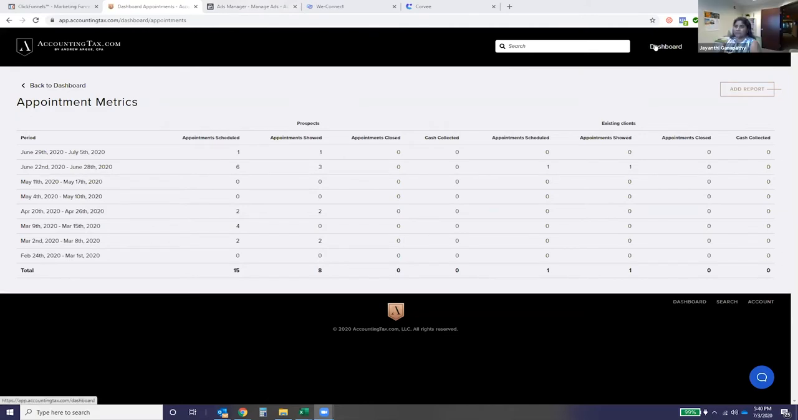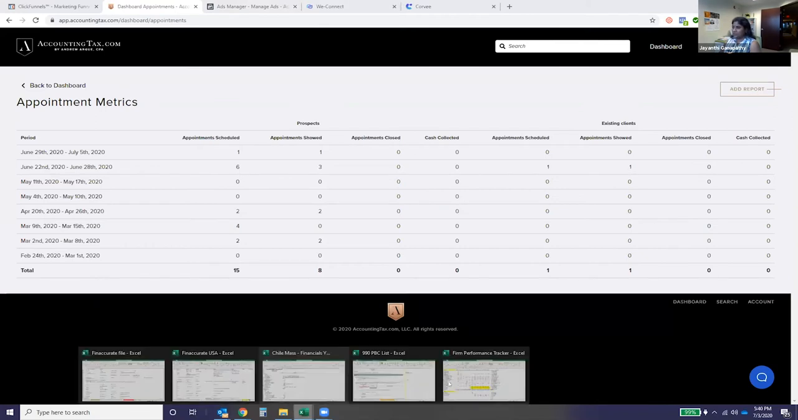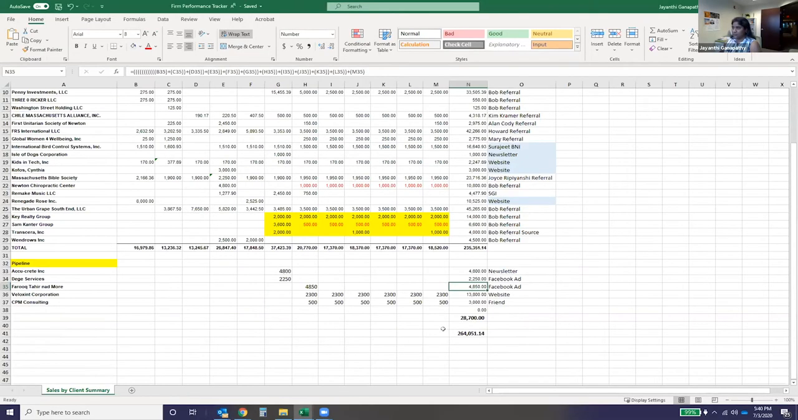Yeah. And then of those 3 that you got from Facebook, how many showed? The 2 showed. That's the one I was able to, I think, $2,250. I sent the engagement letter. You might still be interested now with the PPP extension. I may have to follow it up with him.